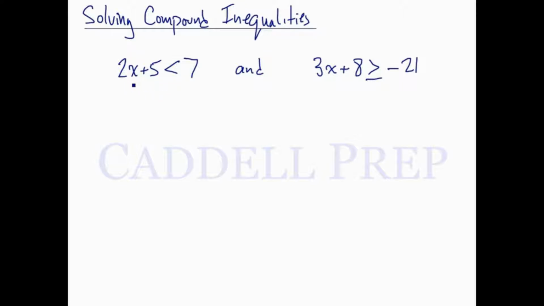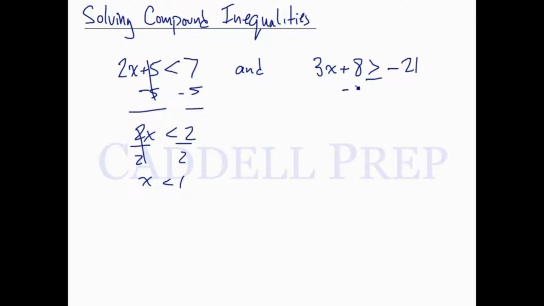So let's solve this. Just this one by itself, minus 5, minus 5. And now we have 2x is less than 2. So now divide by 2 to solve for x, divide by 2. We find that x is less than 1. Okay, but it's not any number less than 1 because it also has to satisfy this inequality.